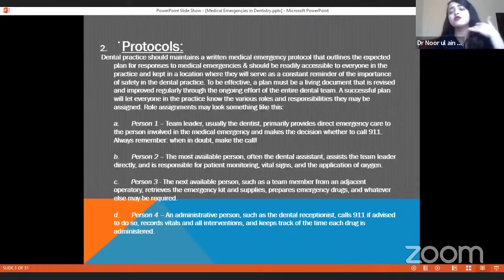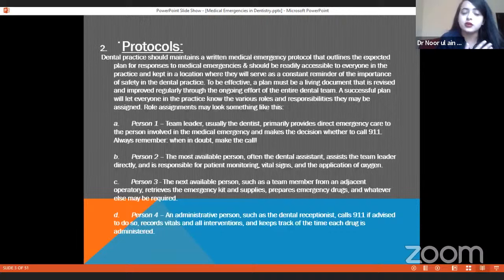So there are a few roles which are assigned to different people. Number one, the team leader, definitely the dentist, the one who is treating the patient and managing everything. The primary provider gives direct emergency care to the person involved in the medical emergency and makes the decision whether to call 911. Always remember, when in doubt, make the call before waiting for anything else.